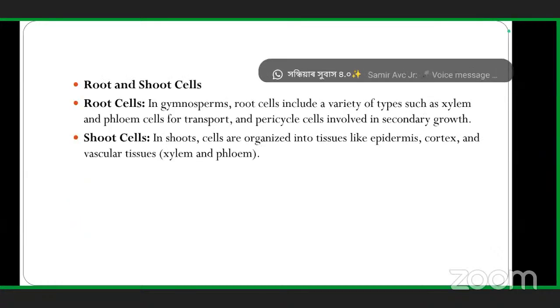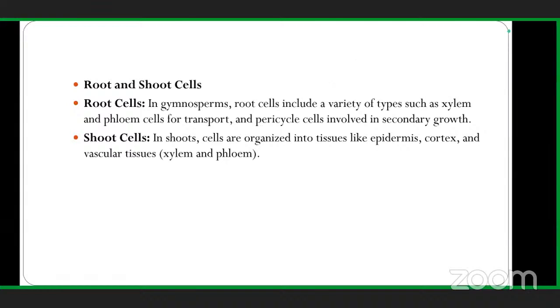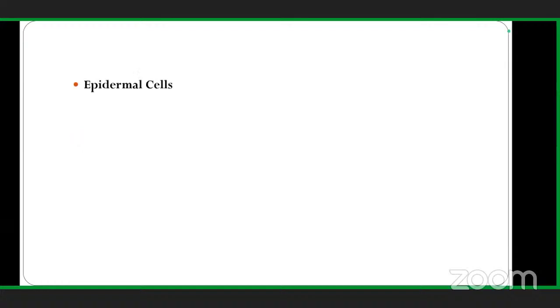Next are root and shoot cells. In gymnosperms, the root includes a variety of cell types such as xylem and phloem for transport and pericycle cells involved in secondary growth. In the last class we discussed that root cells consist of xylem, phloem cells and pericycle cells. Pericycle cells are found in the root only. Next are shoot cells. These cells are organized into tissues like epidermis, cortex, and vascular tissues, xylem and phloem.